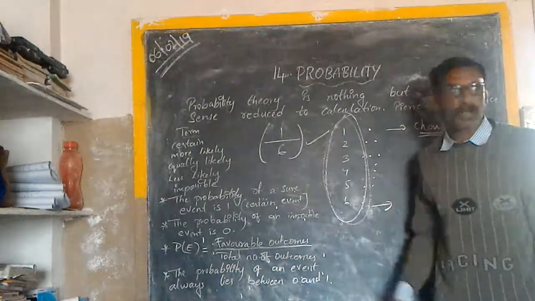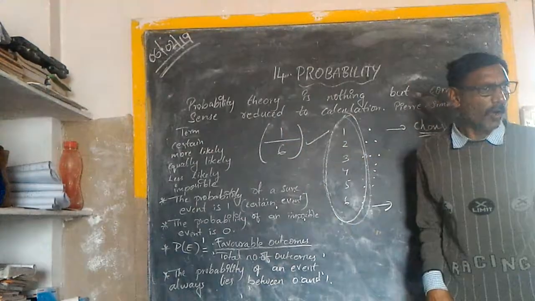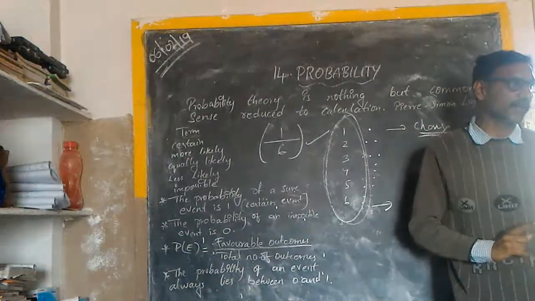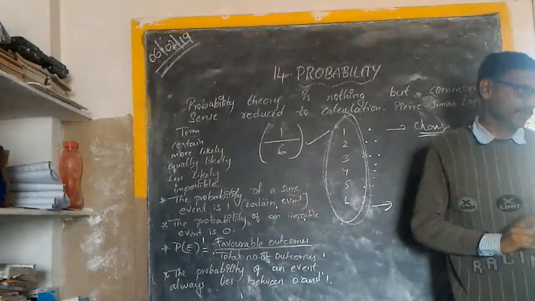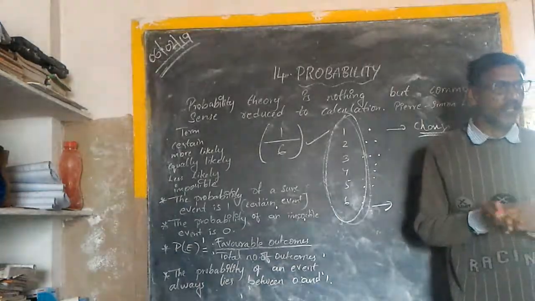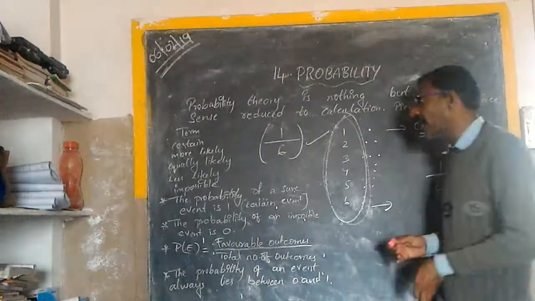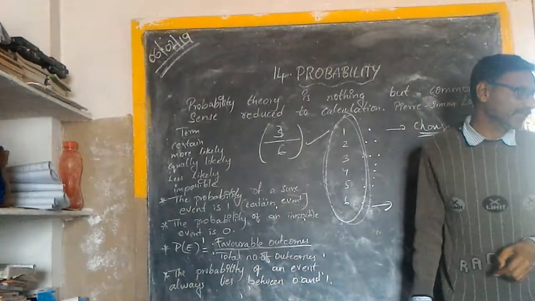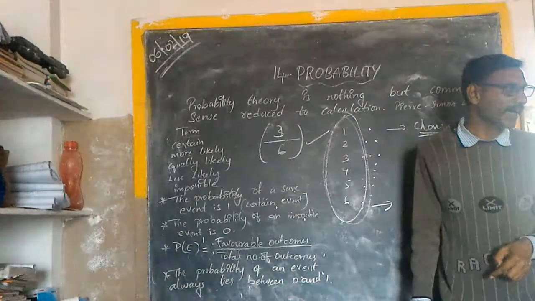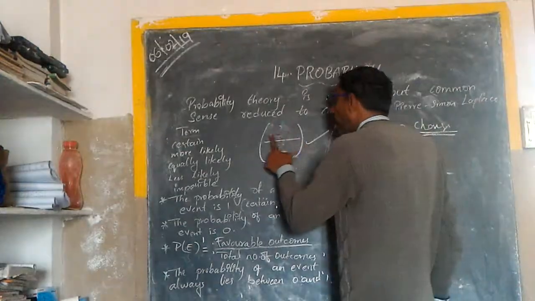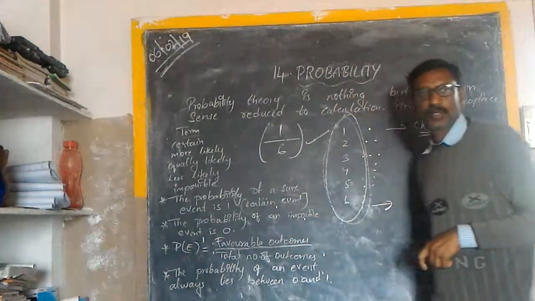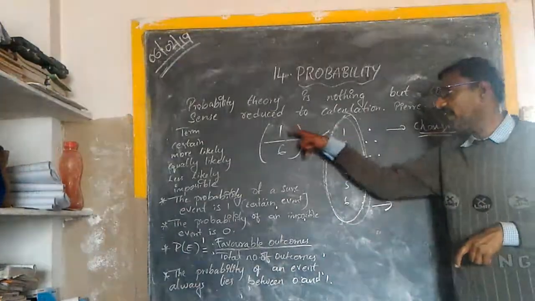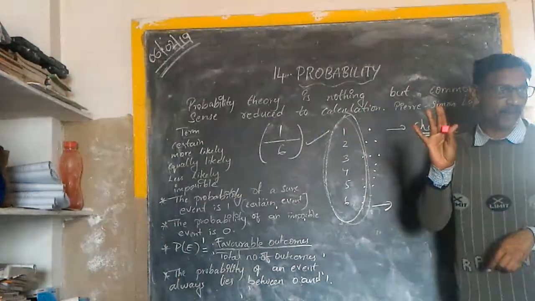So 1 by 6. Somebody is writing 3 by 6. No, 3 appearing is getting only one chance. The chance you have to write, not 3. 3 appears, no doubt at all. If you write 3, it gives 3 favorable chances. Don't write like that. Here we have to write only 1. Totally we have 6 chances, out of which we are taking one chance when the die is thrown up.